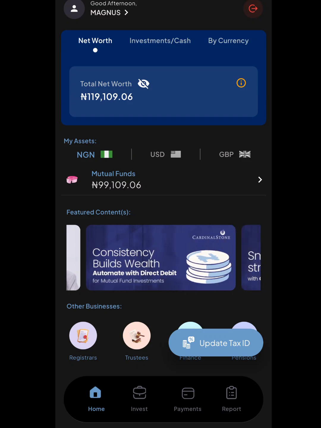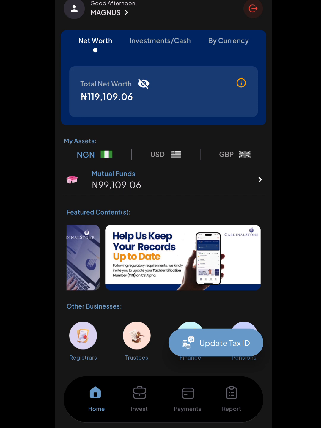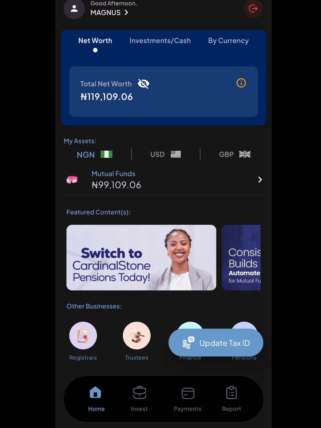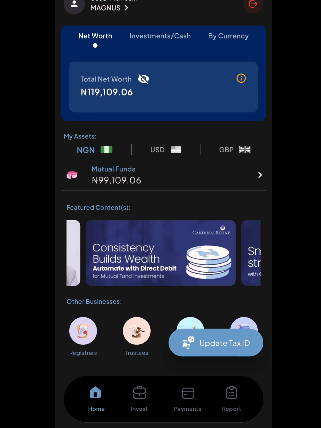In today's video, we are going to be looking at how to buy stocks with CardinalStone. I know that some of you already use CardinalStone and you're having issues buying stocks on the platform. This is what the homepage looks like. As you can see, I have some money here because we recently bought mutual fund. I made a video about that, but this particular video is about stocks.